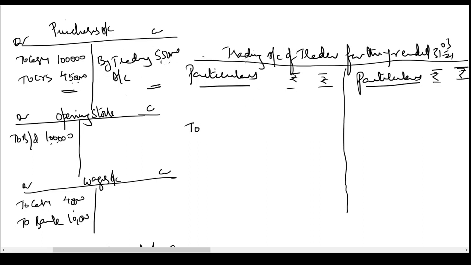I have already prepared the format of the trading account for you. Trading account of trader for the year ended 31st March 21. If in purchase account you write by trading account, in trading account you have to write to purchases 5,50,000. I write it in the inner column. Then I come to an account called opening stock.